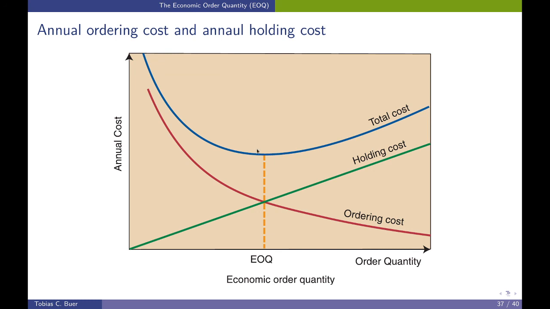And you see the minimum of the blue total cost line is exactly at the position where the annual holding cost and the annual ordering cost are equal. This is indicated by the dashed orange line. And this is our economic order quantity, where the total cost is minimum. And of course, from basic calculus, you know how to calculate the minimum total cost.